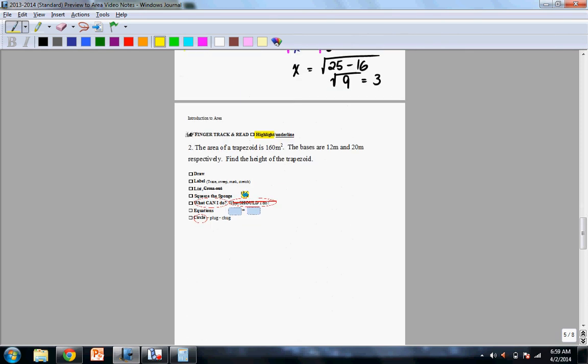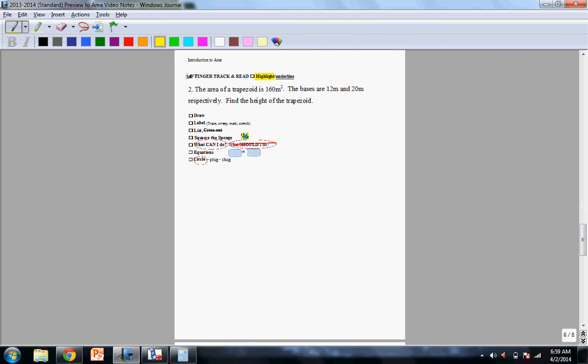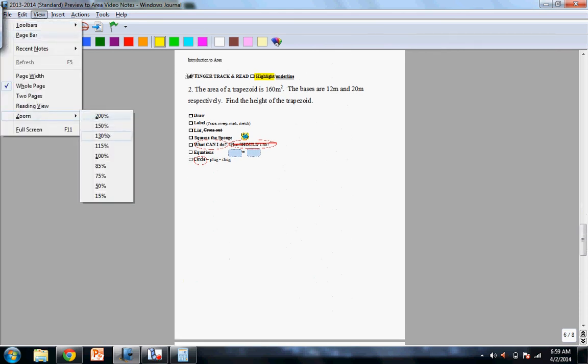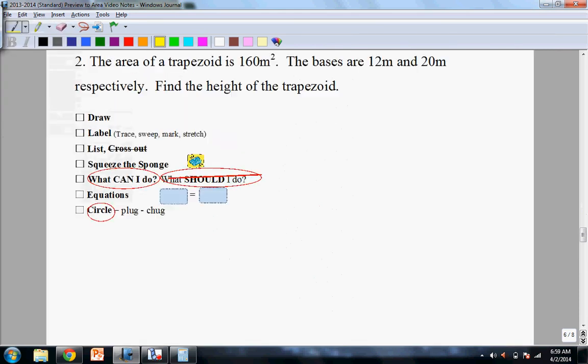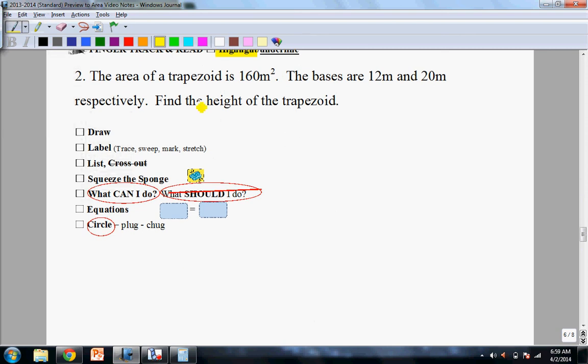Let's try another one. It says the area of a trapezoid is 160 meters squared. The bases are 12 meters and 20 meters, respectively. Find the height of the trapezoid. Keywords: we have the area of a trapezoid, we have the bases, and we want the height.